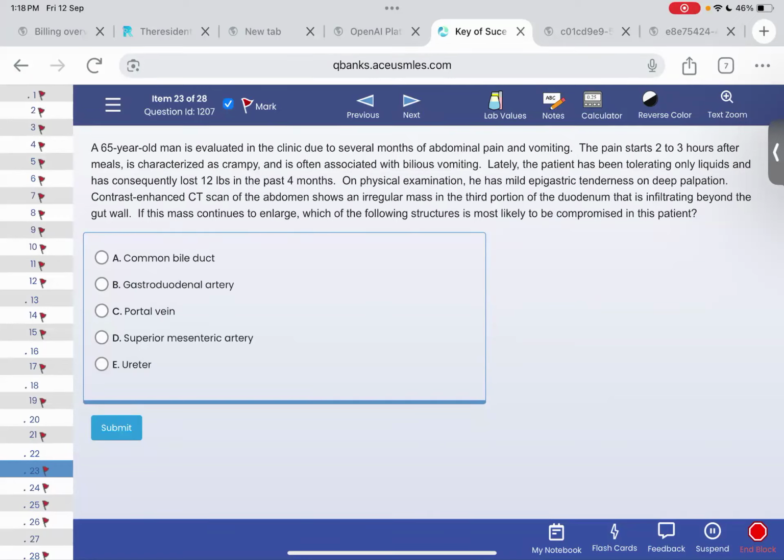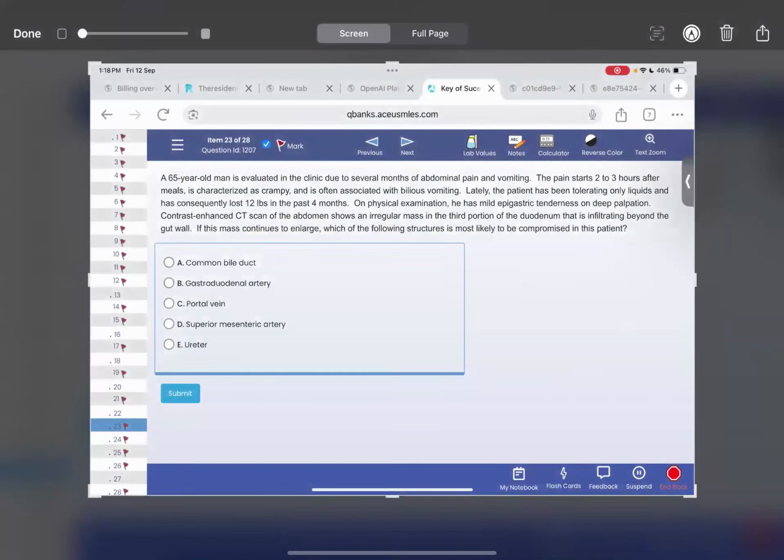On physical examination, he has mild epigastric tenderness on deep palpation. Contrast enhanced CT scan of the abdomen shows an irregular mass in the third portion of the duodenum that is infiltrating behind the gut wall. If this mass continues to enlarge, which of the following structures is most likely to be compromised in this patient? Perfect. Simple.